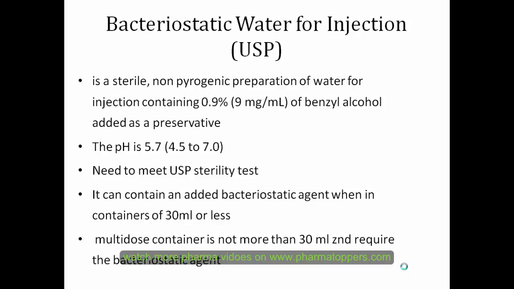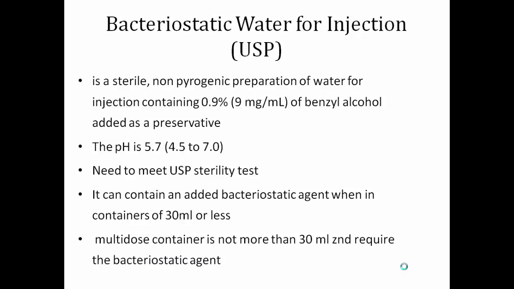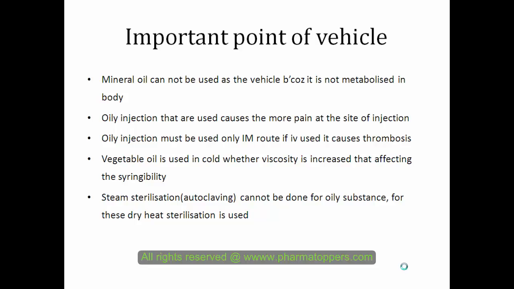And in the case of bacteriostatic water for injection, here we can use a bacteriostatic agent such as benzyl alcohol. It acts as a preservative, and here we can use 0.9% concentration. The pH is 4.5 to 7.0. It should meet the USP sterility test. The container that can be used is a multi-dose container, which should contain a bacteriostatic agent, and the main point is that the multi-dose container is not more than 30 ml and requires the bacteriostatic agent.